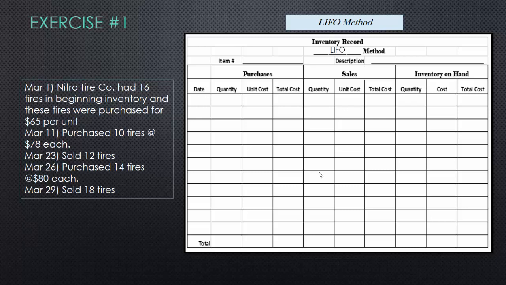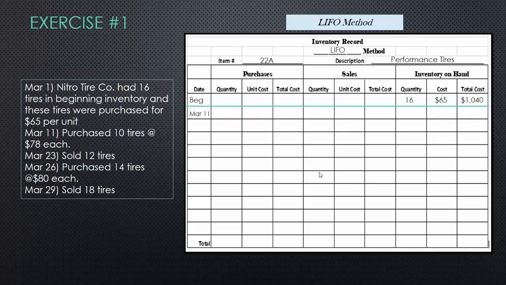So our method is LIFO. The item number is 22A, and they are performance tires. Our information tells us that Nitro is beginning the period with 16 tires in beginning inventory, and they were purchased at $65 a piece. So in beginning inventory, we're going to start with 16 tires in our inventory on hand. The unit cost of these tires is $65 a piece, meaning the total cost that we paid to acquire these tires in the first place was $1,040.